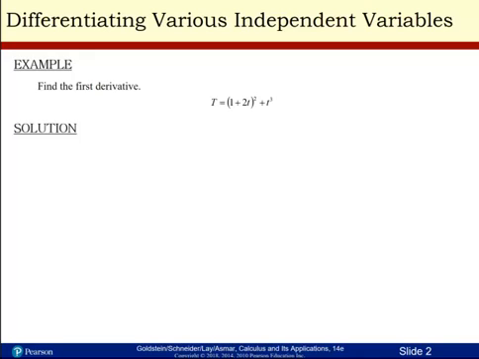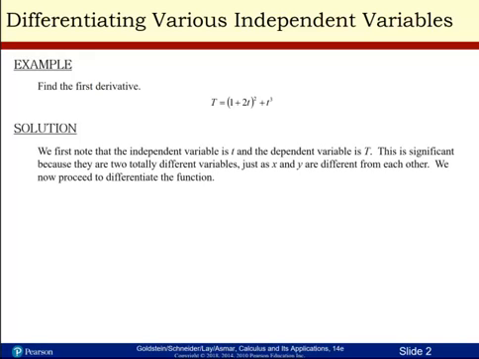Now we'll look at an example. We're going to be differentiating various independent variables. We're going to find the first derivative of capital T equals the quantity 1 plus 2t squared plus t cubed. Now in our function we have lowercase t's, and we have that it equals an uppercase T.